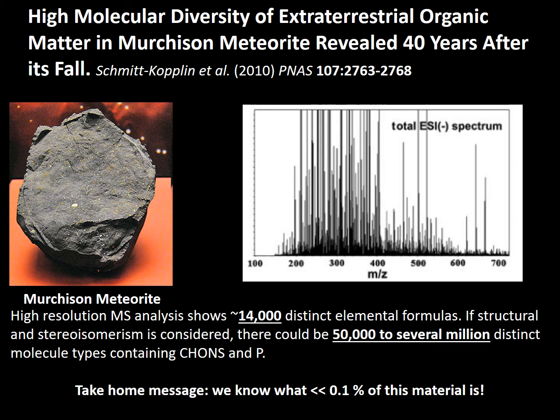So again, each of these peaks in this mass spectrum represents a unique molecular weight compound or a unique molecular formula, but if one accounts for the types of structural and stereoisomerism that is typically present in organic compounds, there could be 50,000 to several million distinct molecule types containing carbon, hydrogen, oxygen, nitrogen, sulfur, and phosphorus present in these kinds of meteorites. Now, the important take-home message here again is that we know what only maybe a fraction of a percent of this material actually is in terms of its molecular identity. And it's potentially true that we're overlooking compounds or compound classes that are really important for the origin of life, but which are not present in contemporary biochemistry.